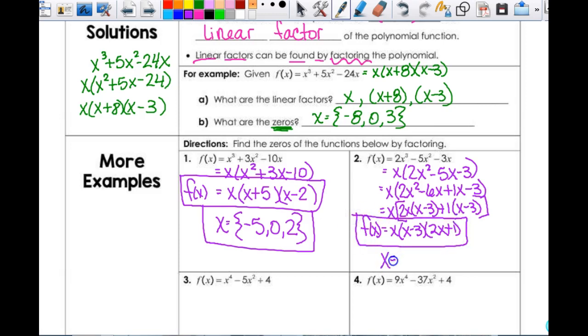My zeros. So I've got 0, positive 3, negative 1/2. If you need to actually write them out to solve them, you can. But I've got negative 1/2, 0, 3. Okay.